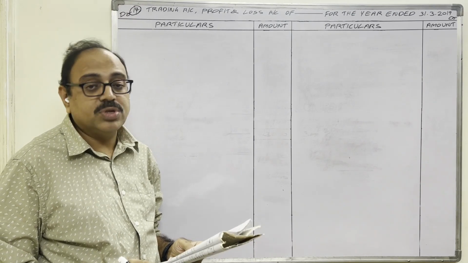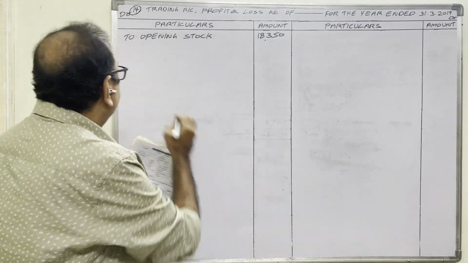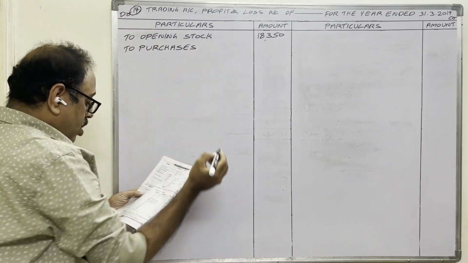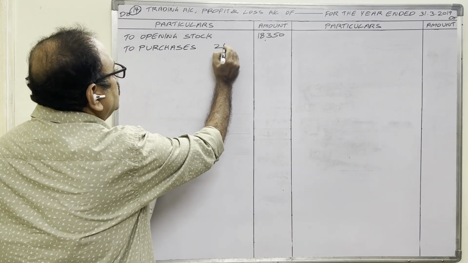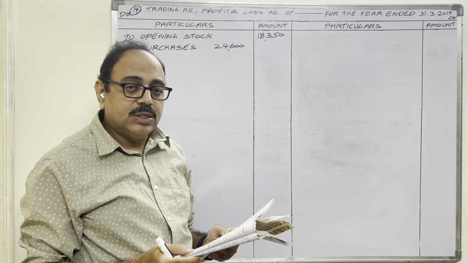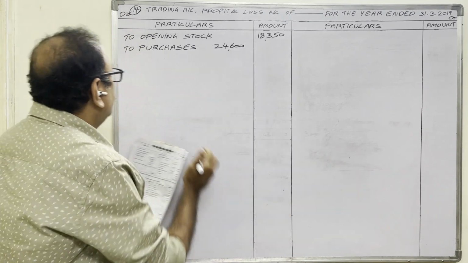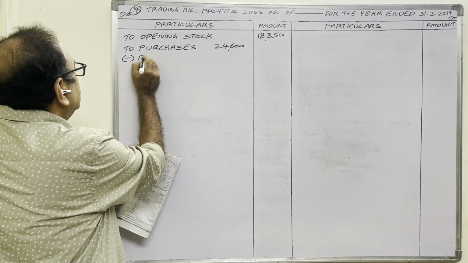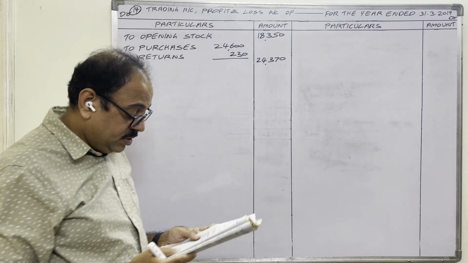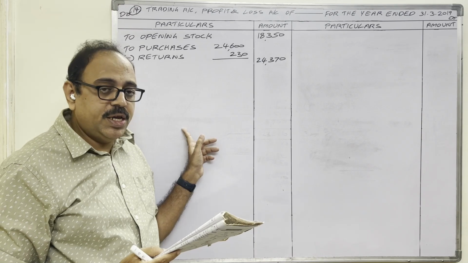Opening stock 18,350, to opening stock. Next, purchases on the debit side, because purchase is a direct expenditure. In the inner column, 24,600 rupees. Returns we have to minus. On the credit side of the trial balance, purchase returns are given, so 230 rupees we should minus. Remaining amount in the outer column, 24,370 rupees.